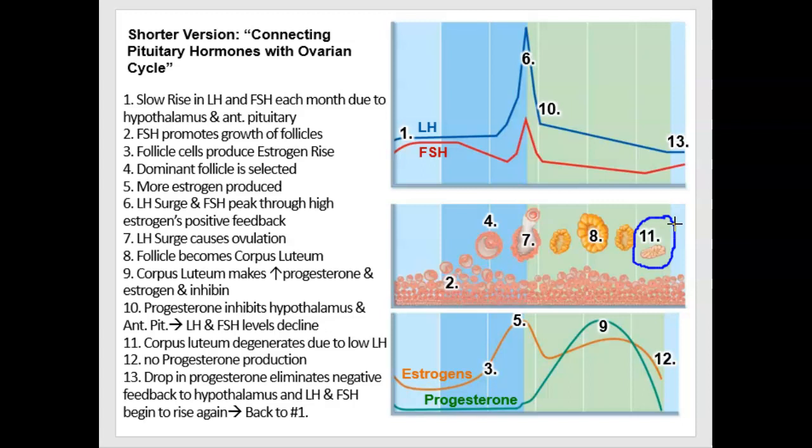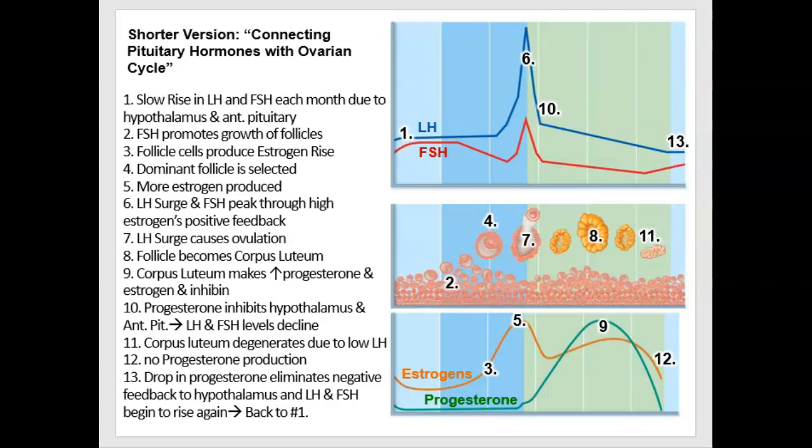The corpus albicans does not produce progesterone, so you see a drop in progesterone, and we've already had a drop in estrogen. But these drops in both estrogen and progesterone eliminate the negative feedback on the pituitary, and so now we can start all over again with luteinizing hormone and follicle stimulating hormone slowly increasing, and you begin a new ovarian cycle. So that's it for the ovarian cycle.